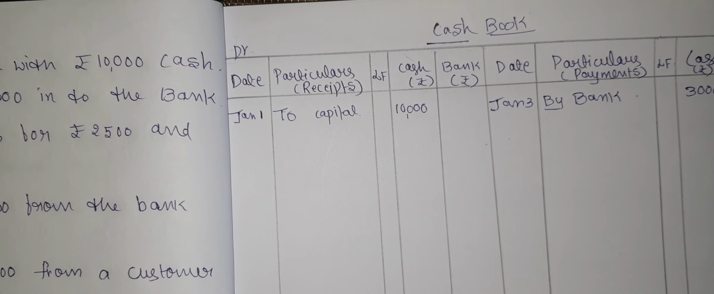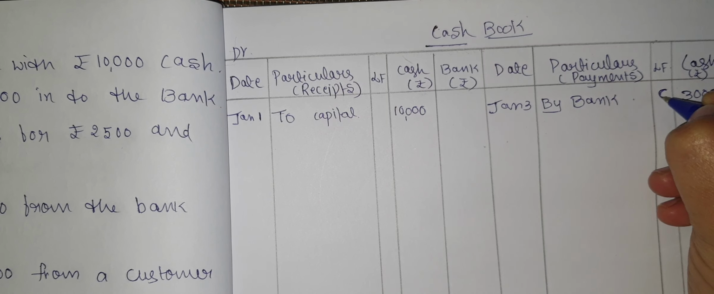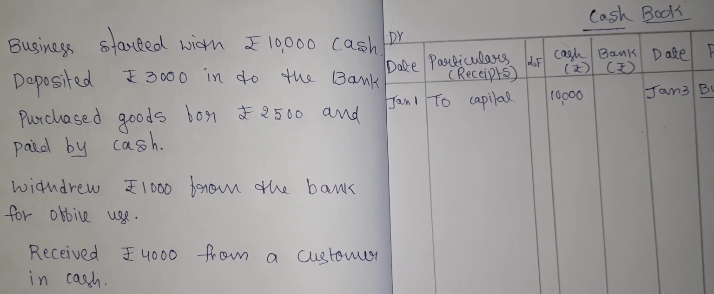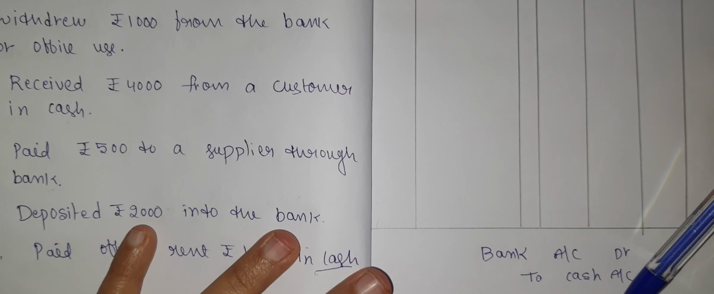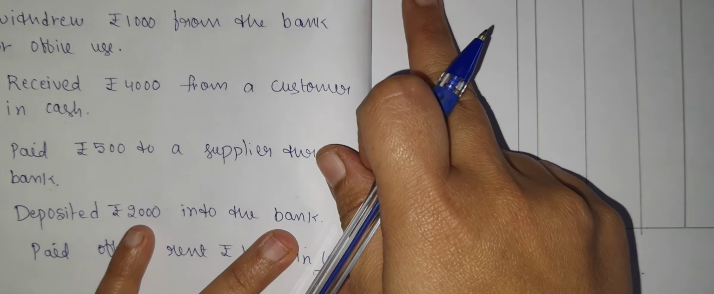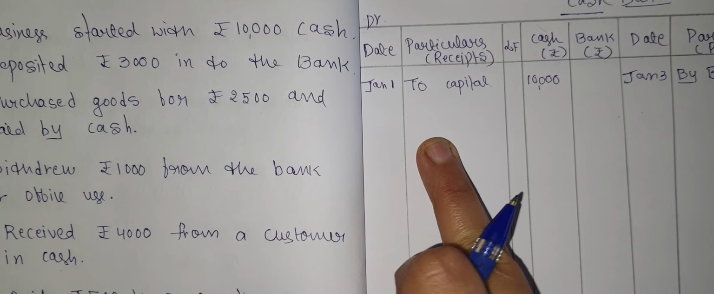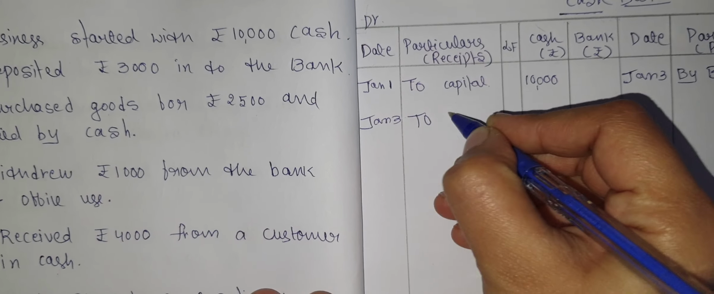And what we have to do? In the ledger folio, we have to indicate C because this is a contra entry. And now next, on the same date again we need to enter the cash account. If the bank account is on the credit side, we need to enter the cash account on the debit side. Okay, so Jan 3rd, to cash account.